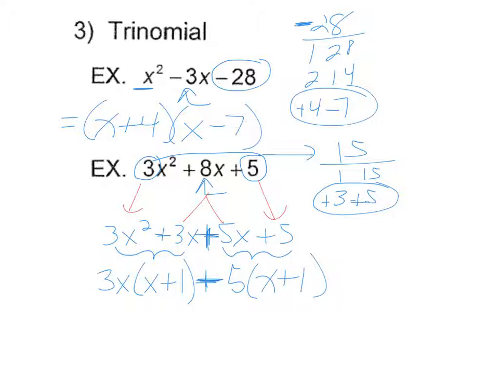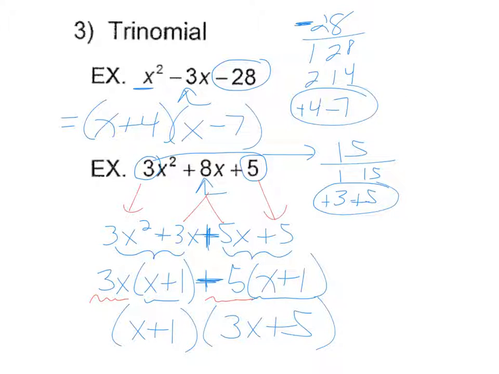So what you have in parentheses should always be the same. If they're not, you've done something wrong. Write that down. And then the second parentheses will be these outside numbers, 3x plus 5. And the order of that could be swapped around. And again, you could FOIL that to check it.